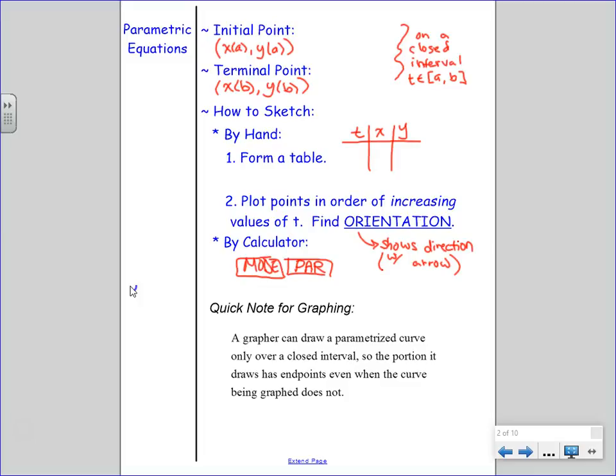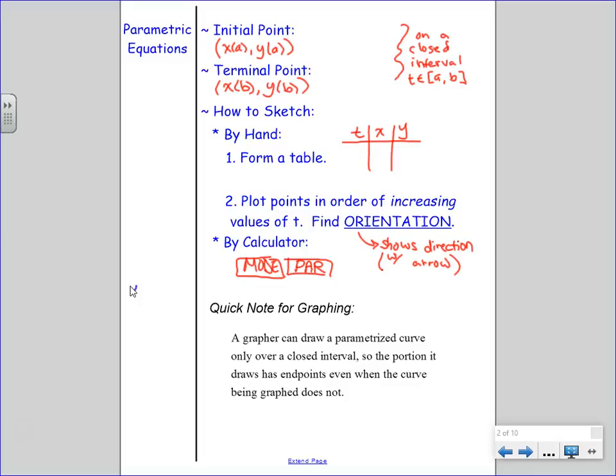By calculator yesterday, we wrote down mode and parametric mode. What's new about the quick note on graphing down below? We just said only graphs stated on a closed interval will have an initial and terminal point, but what does the quick note say? That our calculator might have an endpoint and a start point, but that doesn't mean that the function itself has an endpoint and start point.